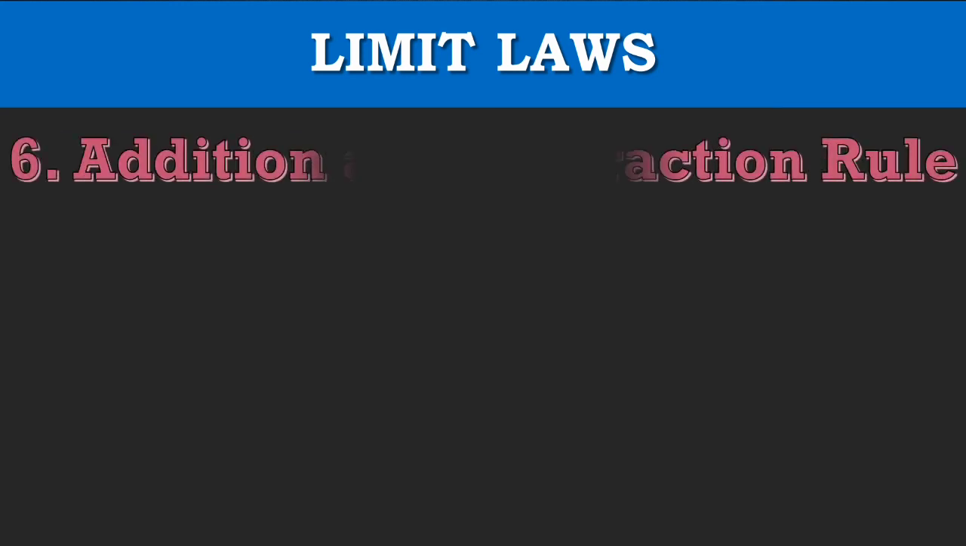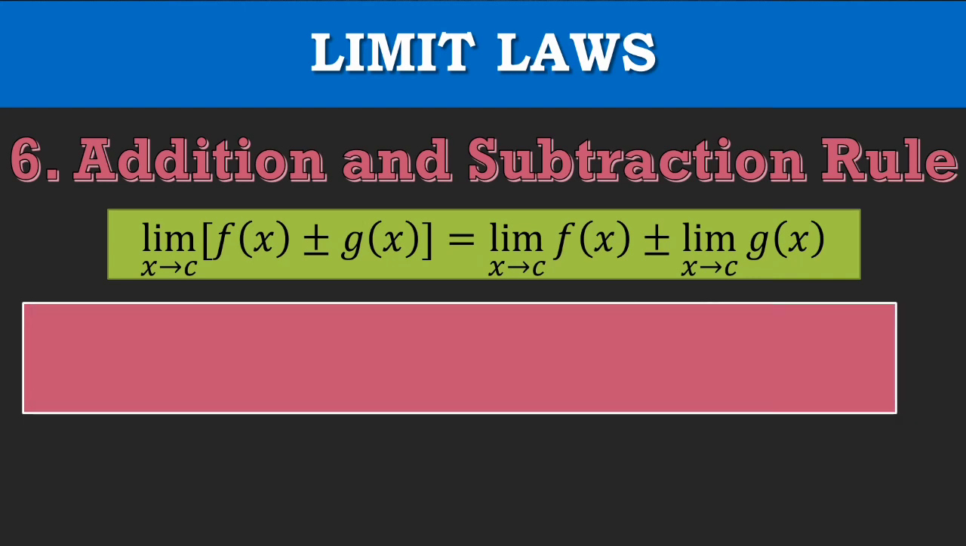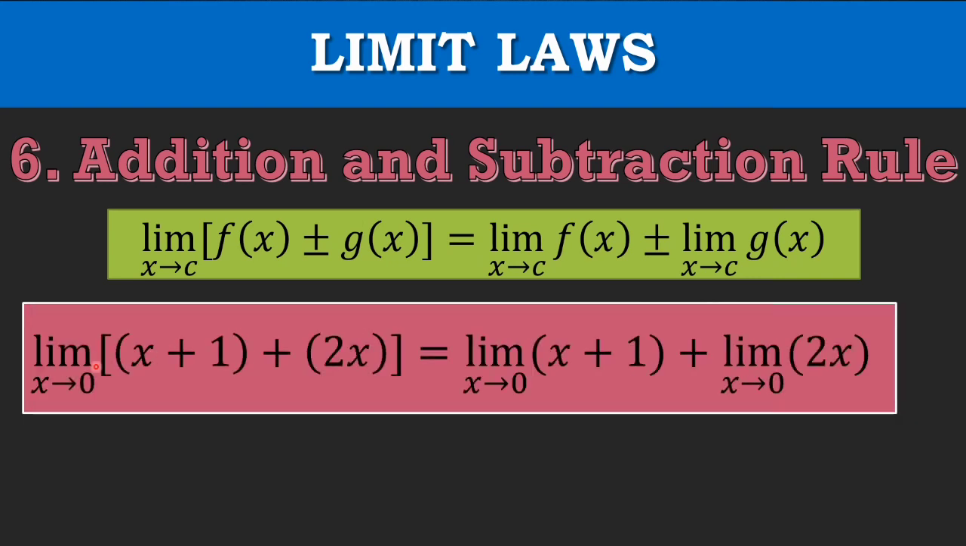Number 6, addition and subtraction rule. So this is the notation for your addition and subtraction rule. Example, limit of x plus 1 plus 2x as x approaches 0. So we have two functions here. Naka-indicate na meron tayong two functions with your parentheses. So we have your x plus 1 as one function, and we have your 2x as another function.